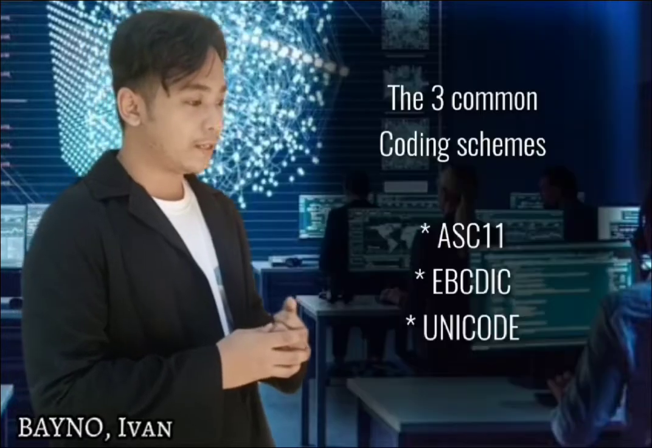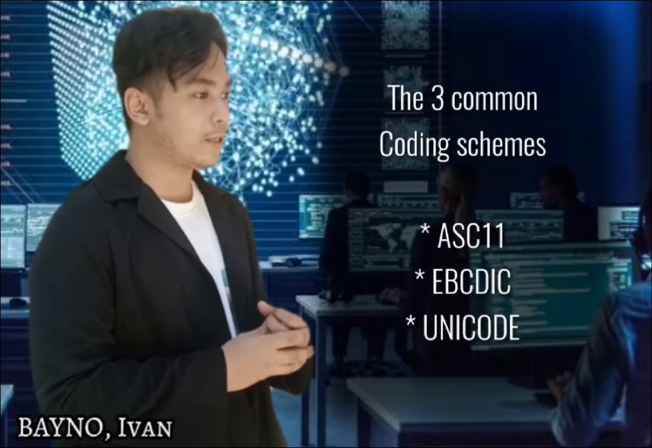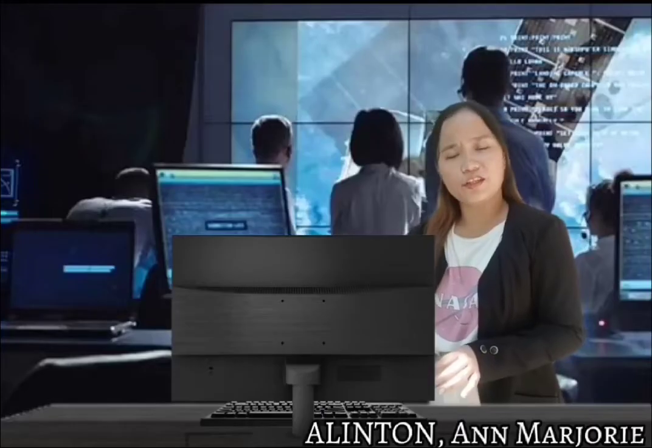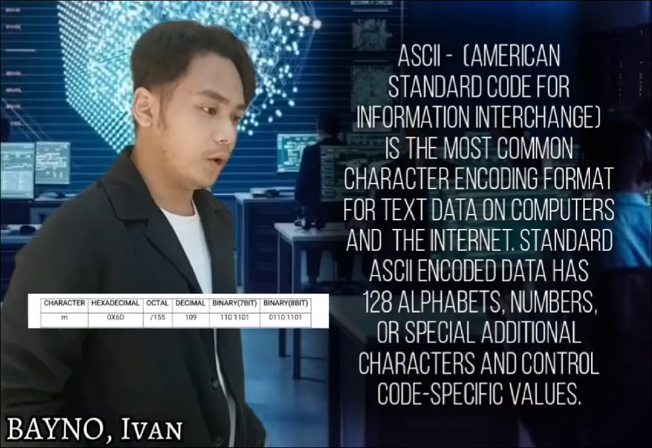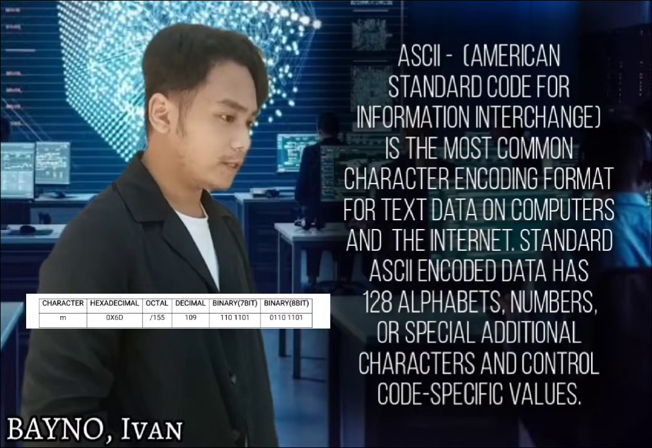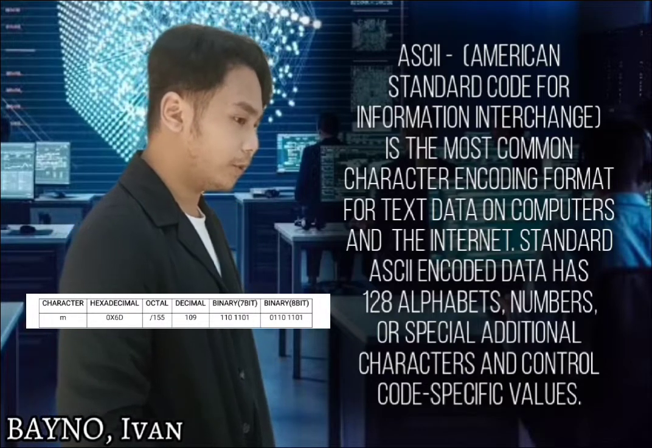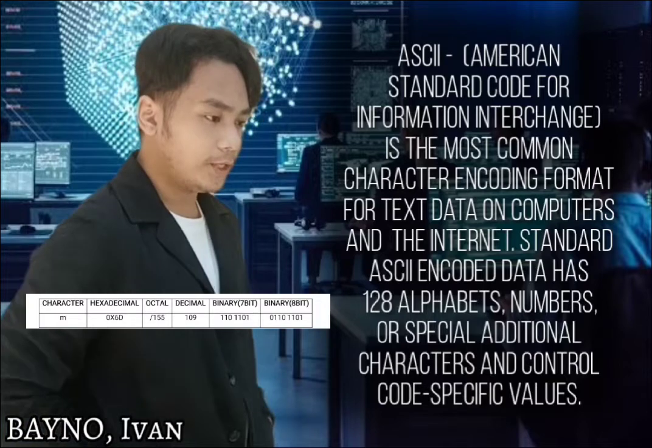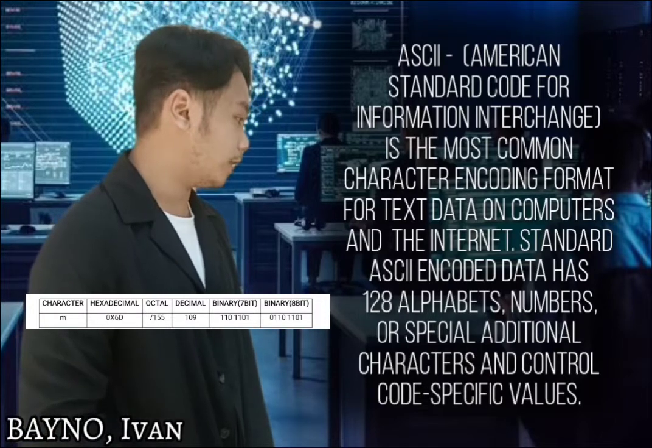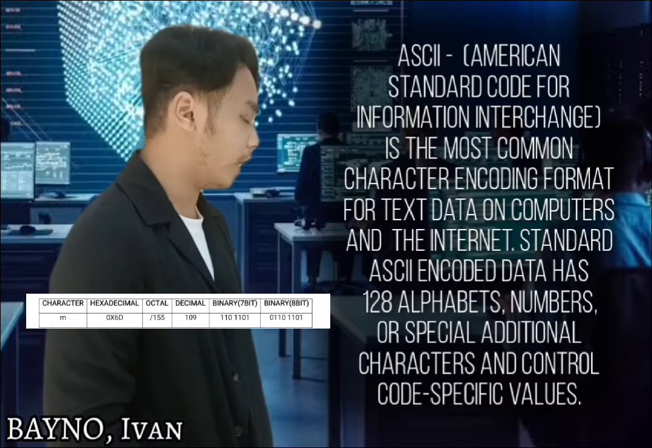I believe this is ASCII, EBCDIC, and Unicode, the three common coding schemes. What are those, sir? ASCII, or the American Standard Code for Information Interchange. It is the most common character encoding format for text on computers and the internet. Standard ASCII encoded data has 128 specified values for characters and control codes.